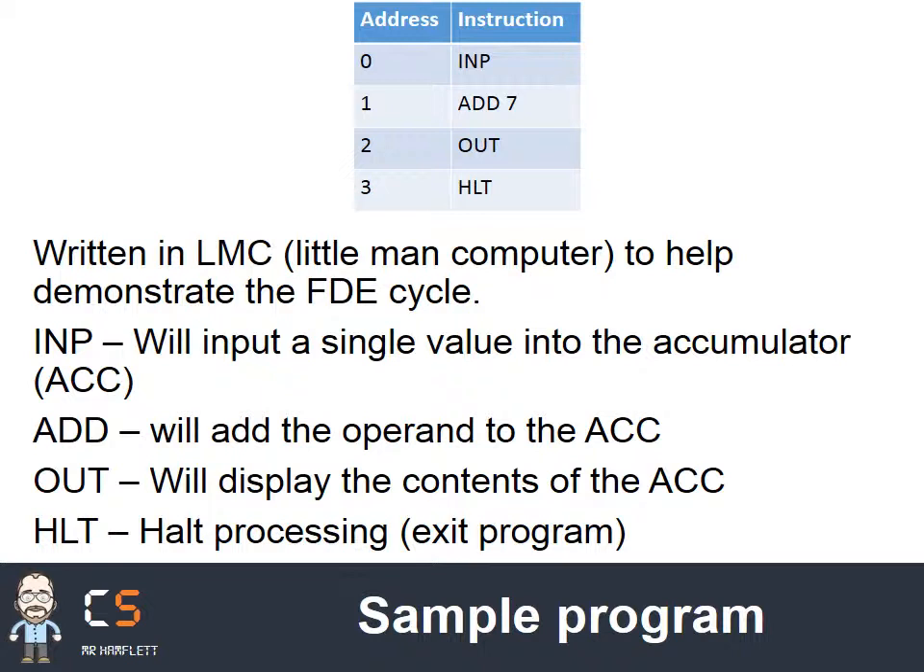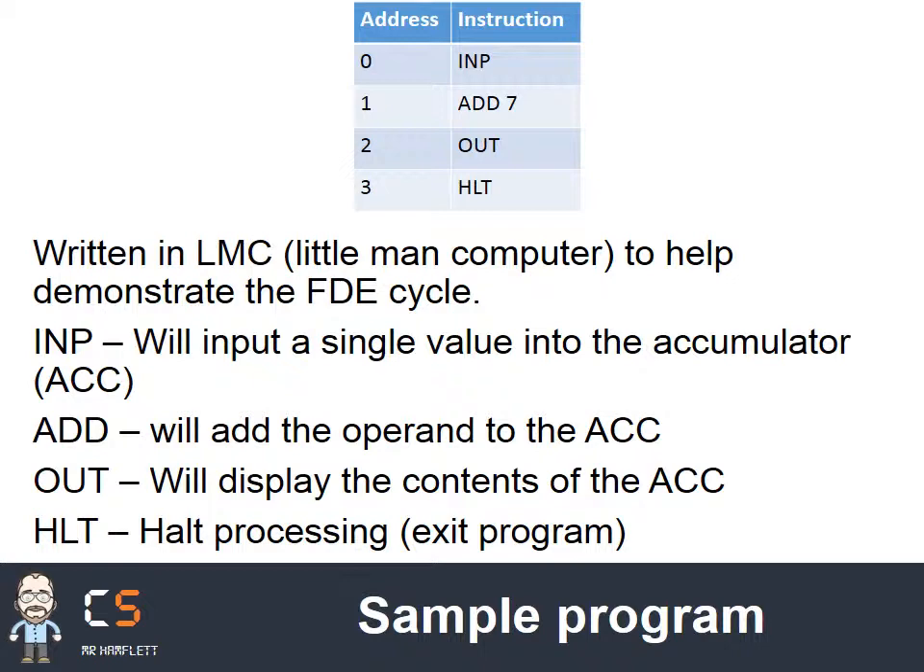INP will basically get an input and store it in the accumulator. ADD will take the operand, the number 7, and add it to the accumulator. OUT is going to display the contents, and HLT will stop processing. Now, just a little caveat, I'm aware that in Little Man Computer 7 will be a mailbox. I'm going to treat it as an actual number because it makes the FDE cycle a bit simpler.